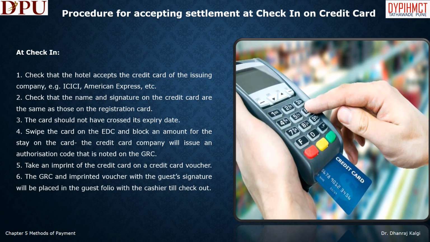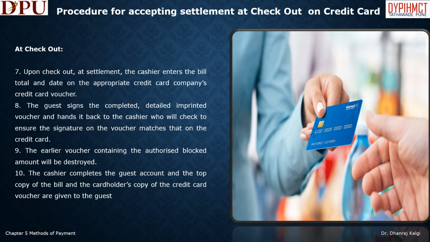Procedure for accepting settlement at checkout on credit card. At checkout: 7. Upon checkout, at settlement, the cashier enters the bill total and date on the appropriate credit card company's credit card voucher. 8. The guest signs the completed, detailed imprinted voucher and hands it back to the cashier, who will check to ensure the signature on the voucher matches that on the credit card.